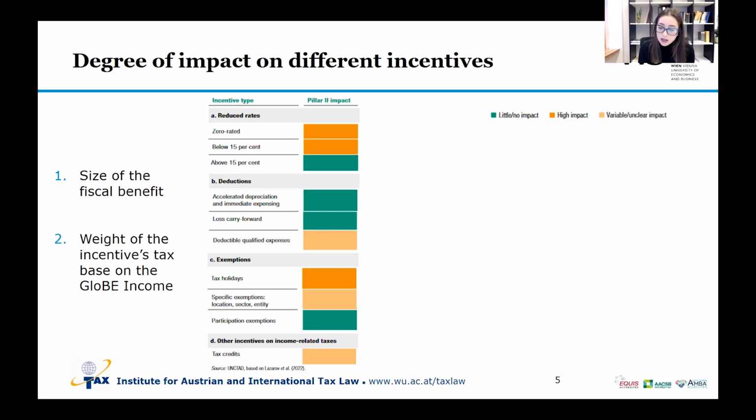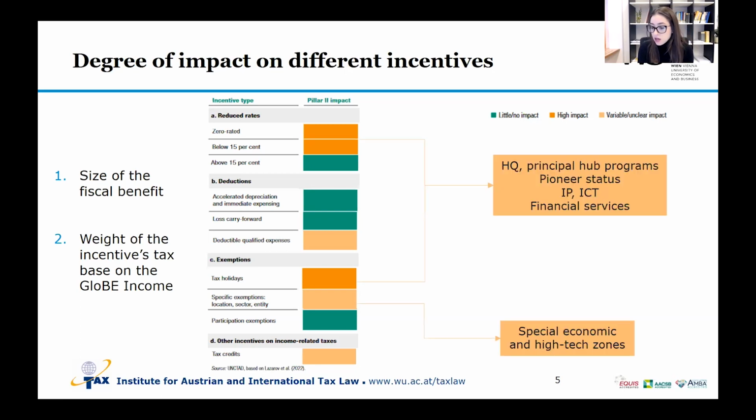But now, looking generally at the potential impact of Pillar 2 on the main categories of tax incentives adopted in the Asia-Pacific region, based on their design, we can assume that full CIT exemption, tax holidays, and reduced rates below 15% have the potential to be more heavily impacted because of their magnitude and the potential reduction in the ETR. Thus, in the region, these incentives granted under some of the incentive schemes like the Headquarter Program, the Principal Hub programs, Pioneer Status, Special Economic and High Tax Zones, and some other incentives are at risk of being affected. It doesn't mean that they will be affected, but they are more likely to be affected.